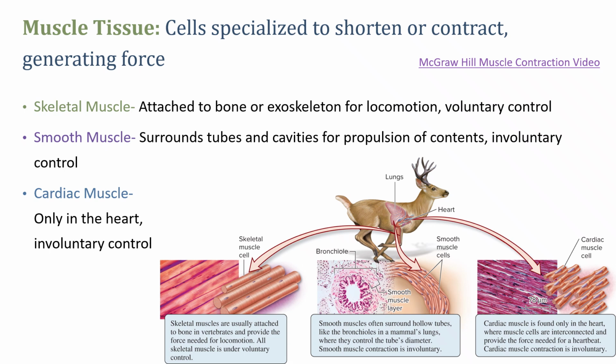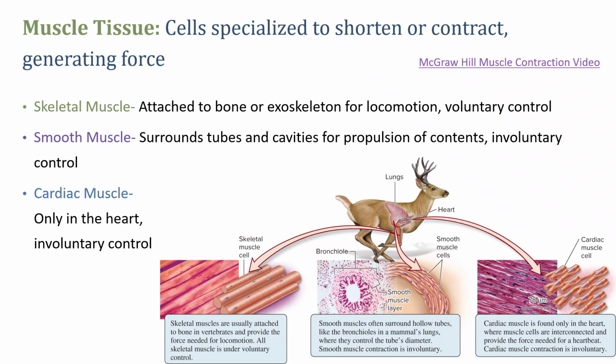There's skeletal muscles that are attached to bone, or the exoskeleton for locomotion and control. So remember that in our invertebrates, many of them, like our arthropods, we have exoskeletons and they still have muscles. They just have muscles on the inside instead of muscles that surround the bone like in animals.